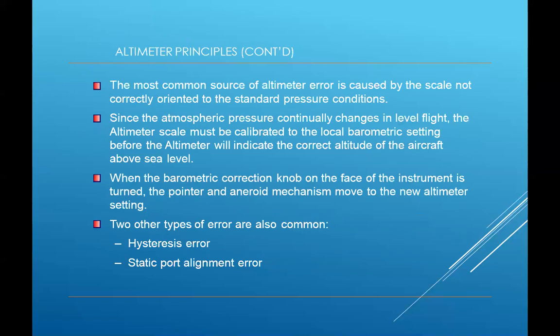The most common source of altimeter error is caused by the scale not being correctly oriented to the standard pressure condition. Since the atmospheric pressure continually changes in level flight, the altimeter scale must be calibrated to the local barometric setting before the altimeter will indicate the correct altitude of the aircraft above sea level. When the barometric correction knob on the face of the instrument is turned, the pointer and aneroid mechanism move to the new altimeter setting. So two types of error which are common are hysteresis error and static port alignment error.